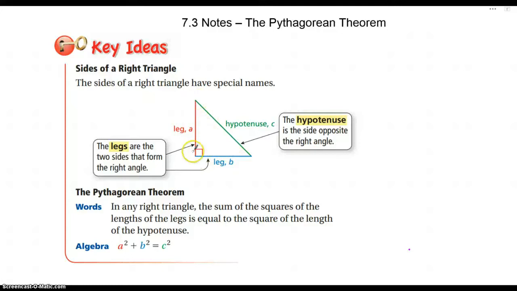These are called legs. The sides that are forming the right angle are called the legs. And the hypotenuse is the side opposite the right angle. Okay, so the hypotenuse will always be the longest side. So in words, it says the sum of the squares of the lengths of the legs is equal to the square of the length of the hypotenuse. So basically, this is just leg squared plus other leg squared is equal to hypotenuse squared.